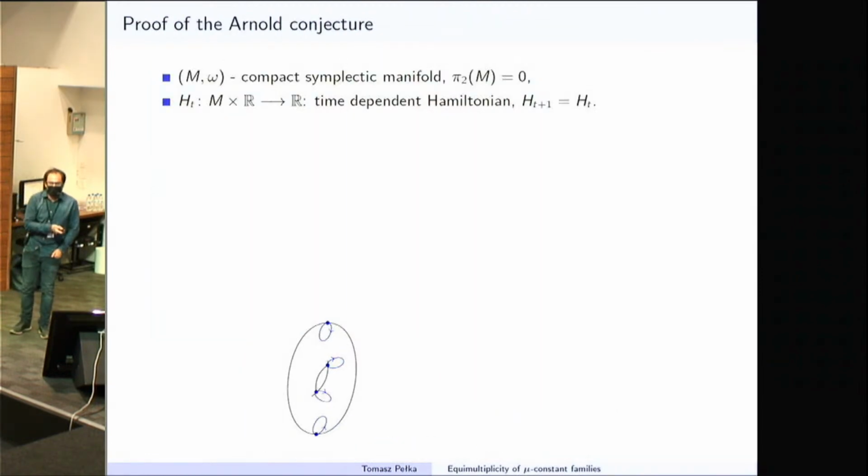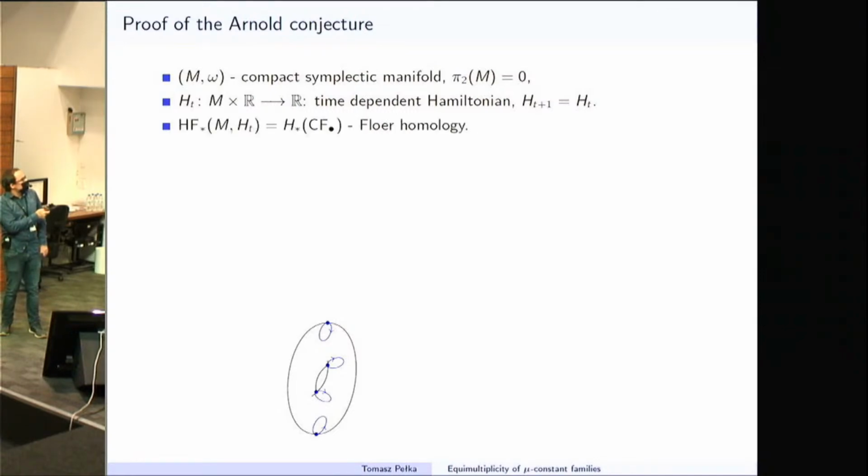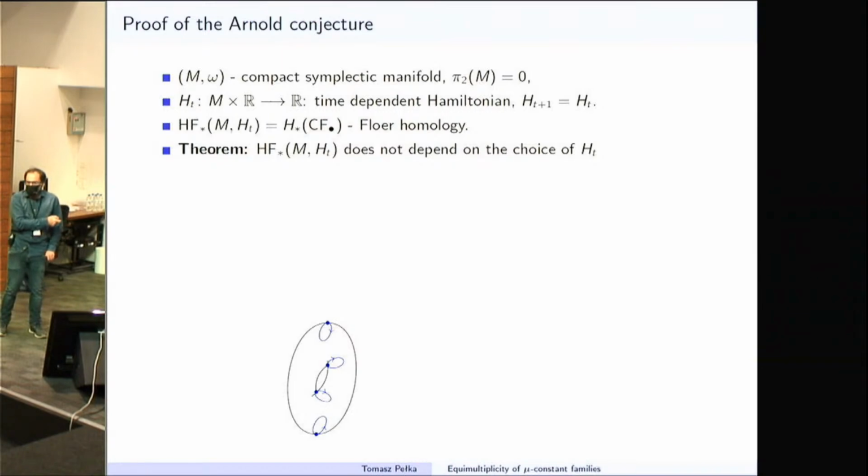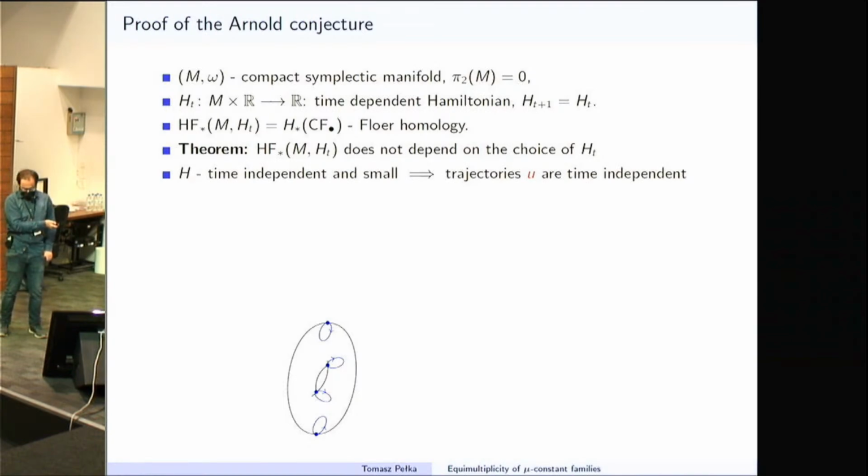How to prove the Arnold conjecture? Well, I start with a compact symplectic manifold. I take a time-dependent Hamiltonian. I have Floer homology from the previous slide. The theorem: Floer homology does not depend on the choice of Hamiltonian. Once I have this theorem, I can choose the Hamiltonian to be time-independent and small. So then the trajectories that I count are time-independent.